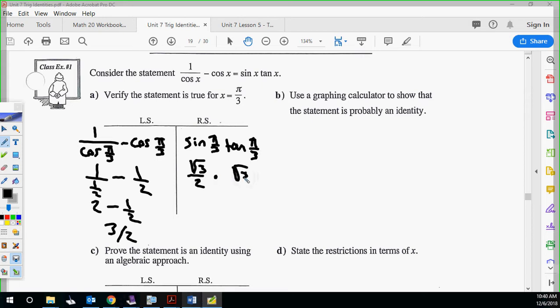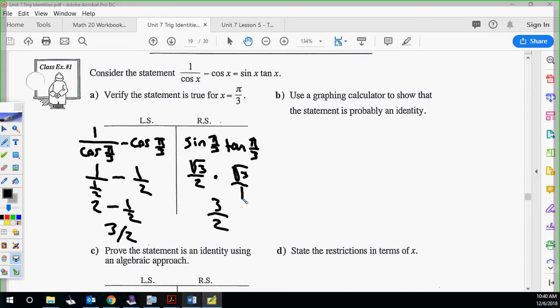It's going to be root 3 over 2 over 1 half, and then the 1 half and the 2 on the root 3 over 2 cancel. And then you can see what happens here. Root 3 times root 3 is 3, and you get 2, because it's root 3 over 1. Multiply across, 3 halves. So left side equals right side.